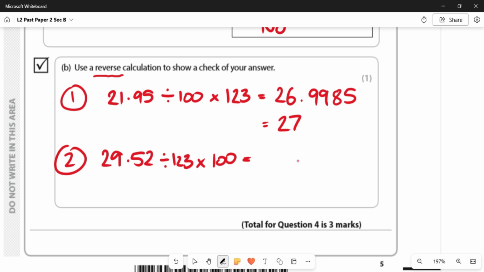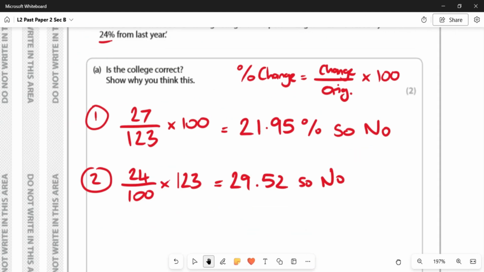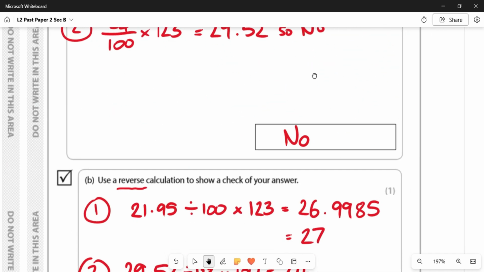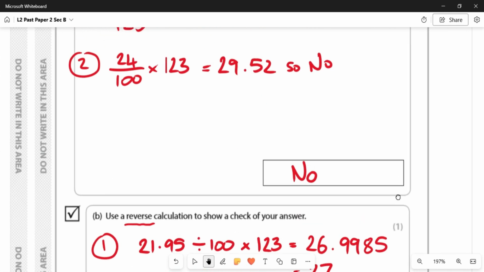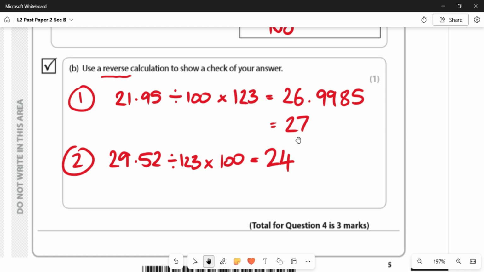Yeah, it does give me exactly 24 as my answer. So the idea is, you want to show one of the original numbers in the question, either 27, which they said here, or 24, which they mentioned here. Yes, that's the idea behind it. So obviously, depending on your method that you chose in part A, work backwards and show one of the original numbers in the question.